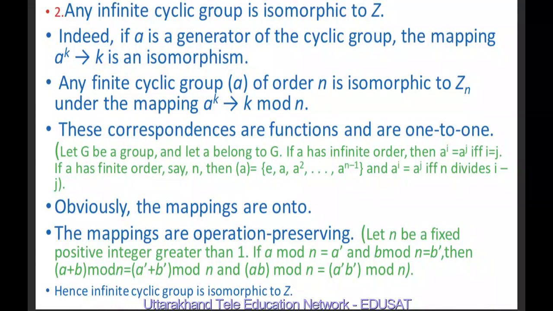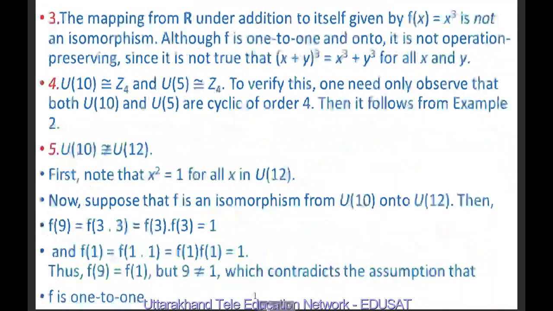The mappings are also operation preserving because if n is a fixed positive integer greater than 1, if we write a mod n equal to a dash and b mod n equal to b dash, then (a plus b) mod n is equal to (a dash plus b dash) mod n and ab mod n is equal to a dash b dash mod n. Hence an infinite cyclic group is isomorphic to Z.